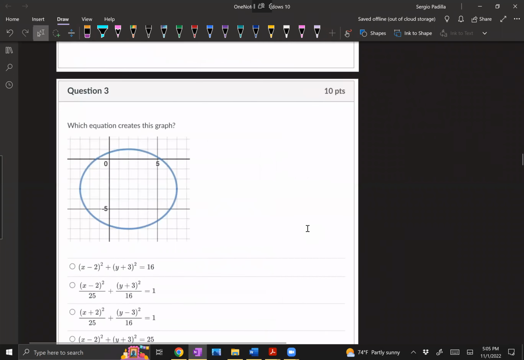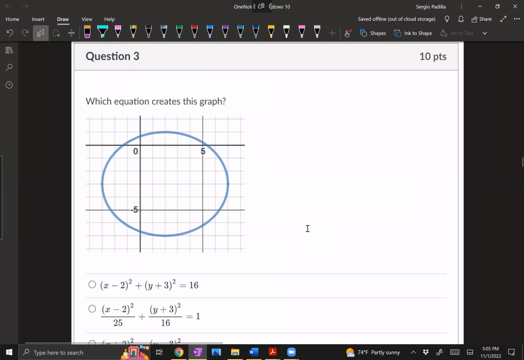So let's go on then to question 3. Which equation makes this graph? So what kind of graph is this? What kind of shape is this? This is the ellipse, right?